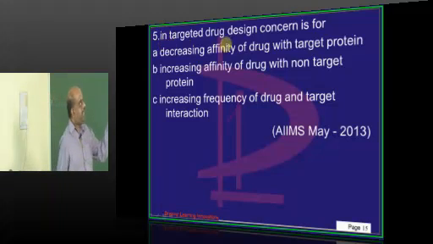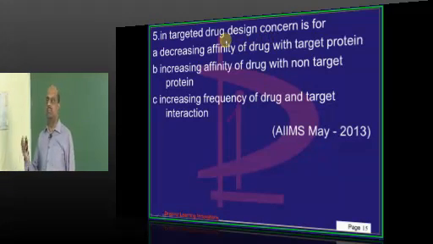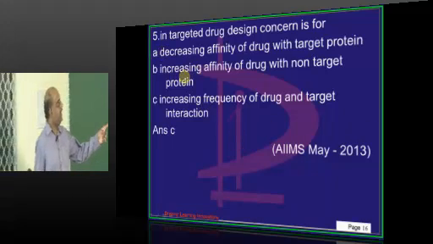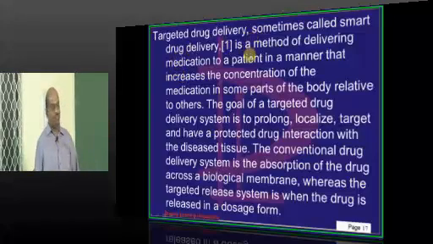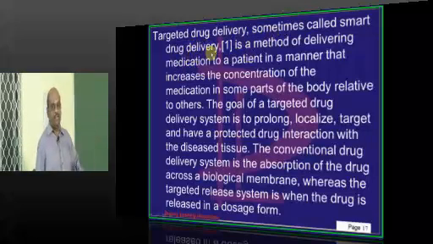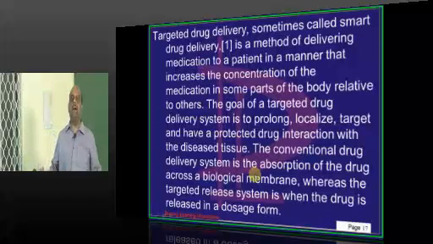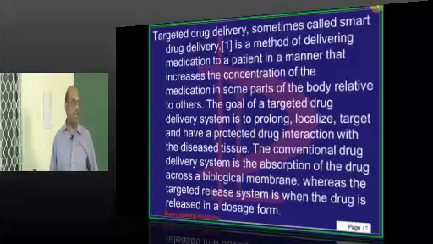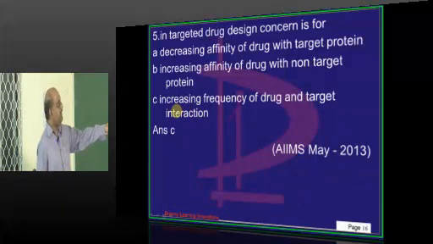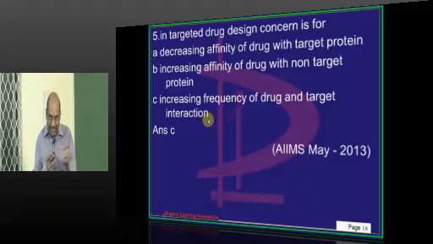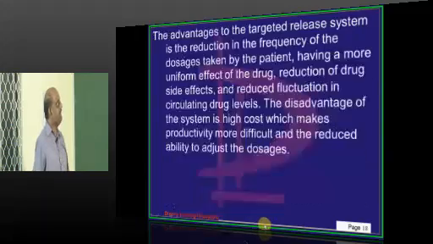This is a good question in targeted drug design. What is the purpose of it? Basically, what is meant by targeted drug design? It is also called smart drug delivery. So that you deliver the drug in such a manner that it doesn't affect any other part of the body except the one it is directed to. So the purpose of targeted drug delivery is to increase the frequency of drug and target interaction without any other organ getting interacted.